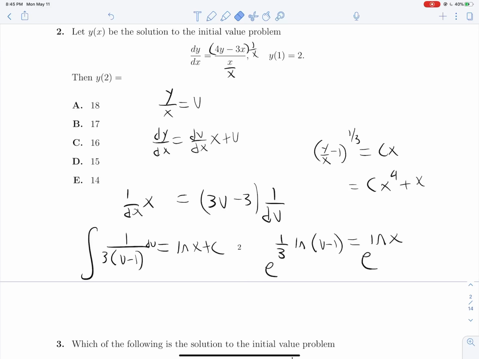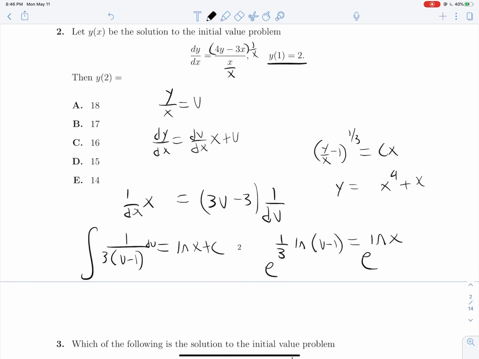And that, theoretically, if I did everything right, is our solution. So we can apply this initial condition, y at 1 is equal to 2. So that means that c is 1. And we can solve for y at 2.